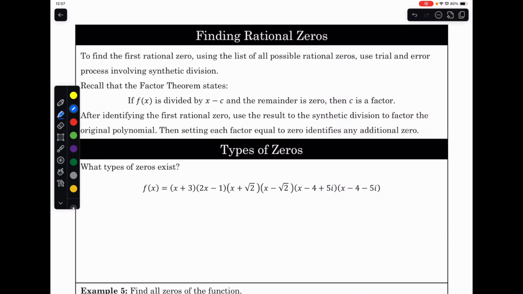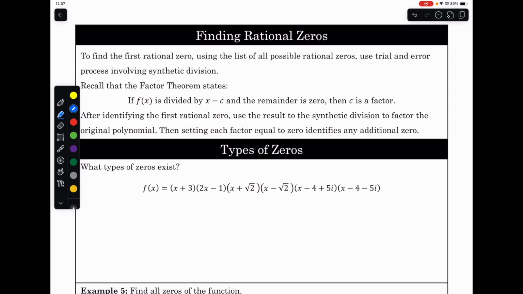Now, let's apply this concept, going from the list of possible rational zeros to actually finding the rational zeros without having a graph. Now, to find the first rational zero, we use that list of possible rational zeros, and then by a trial and error process involving synthetic division or synthetic substitution, we can identify which of those is going to be a factor.